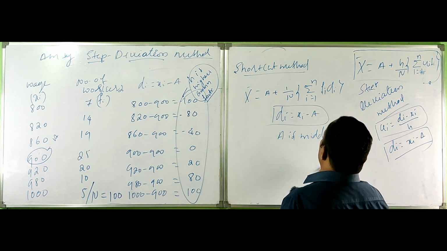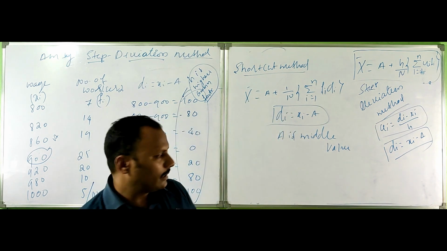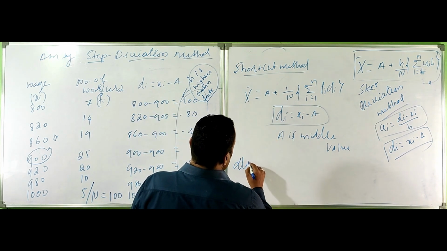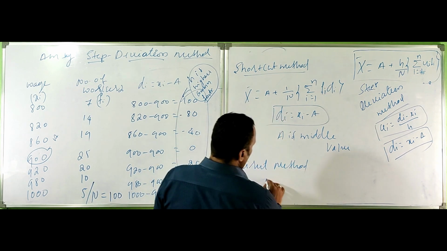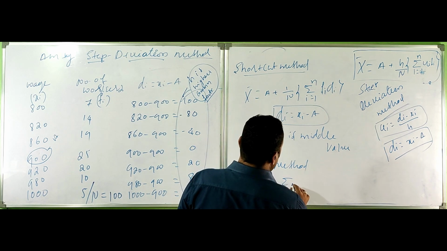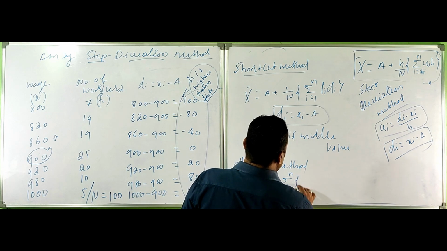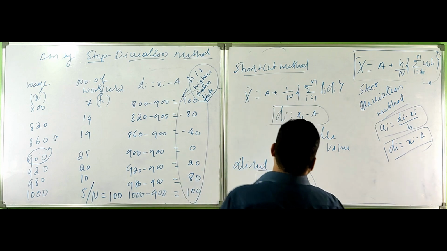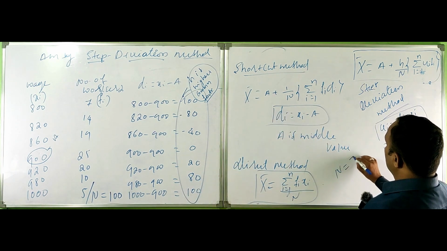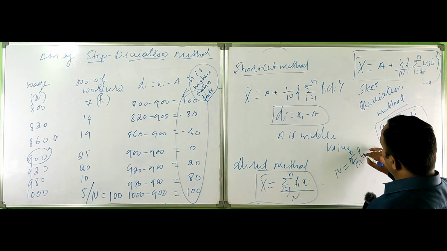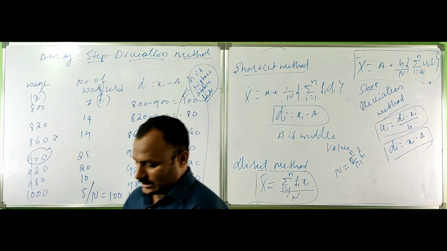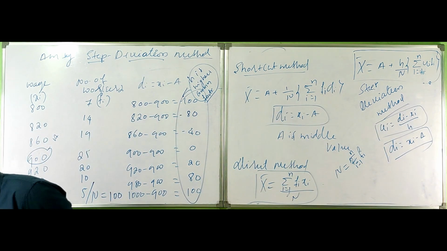What is the direct method? Okay. x bar is equal to summation of i from 1 to n of fi, the frequency, into the value, divided by n. What is n here? n is always the summation of fi. Okay. These are the three formulas to find the arithmetic mean.